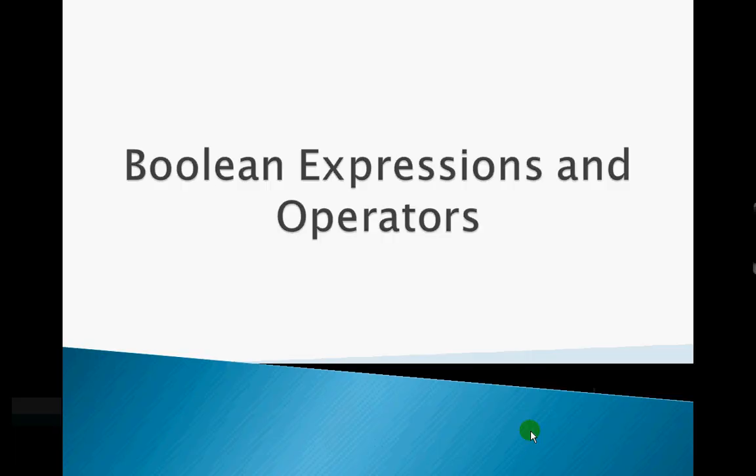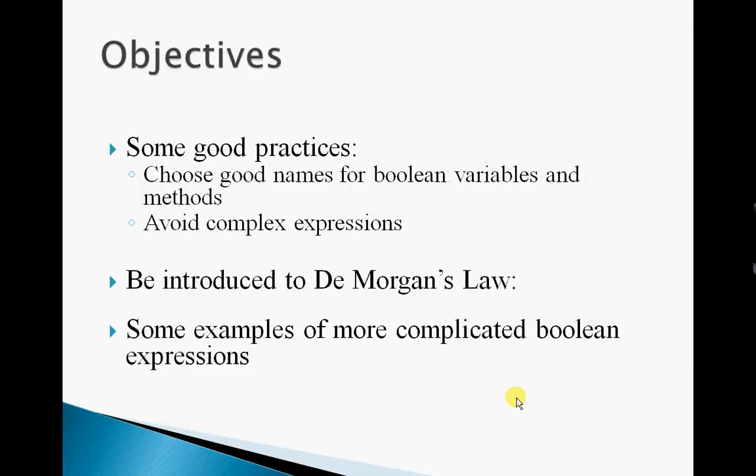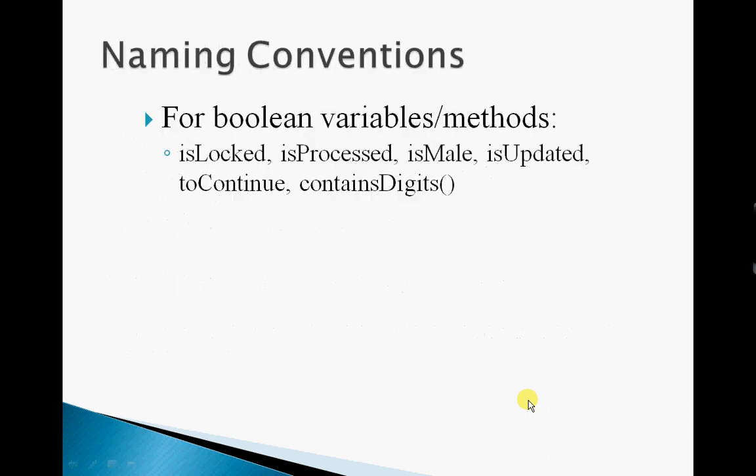Hi, in this part we deal with Boolean expressions and operators. We are going to have some examples of good practices when we name Boolean variables, be introduced to De Morgan's law, and some examples of more complicated Boolean expressions. I'm going to introduce the truth table, which may be useful if you want to understand or evaluate a more complex Boolean expression.